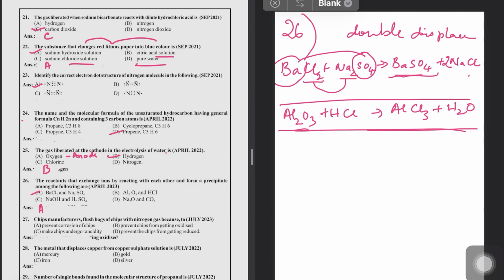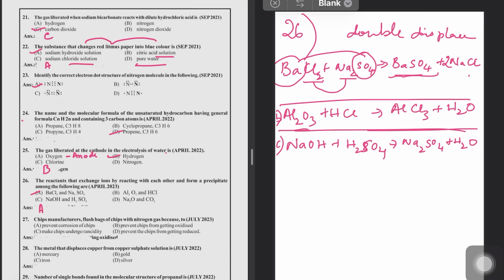Coming to option C. What happens when sodium hydroxide reacts with sulfuric acid? We are checking the options also for the safer side. When sodium hydroxide reacts with sulfuric acid, H2SO4, sodium sulfate plus H2O is formed. There is no precipitate formed here.